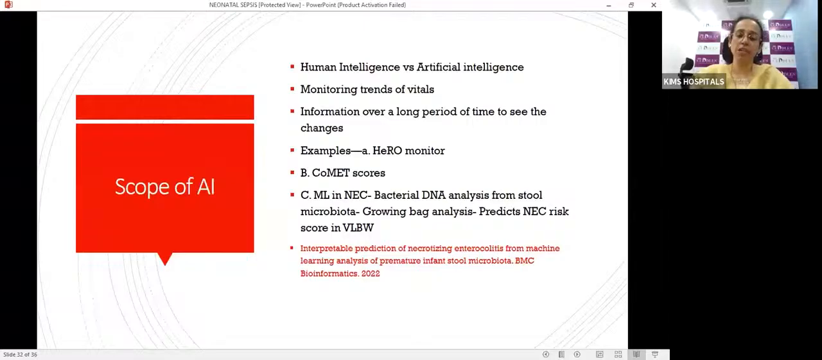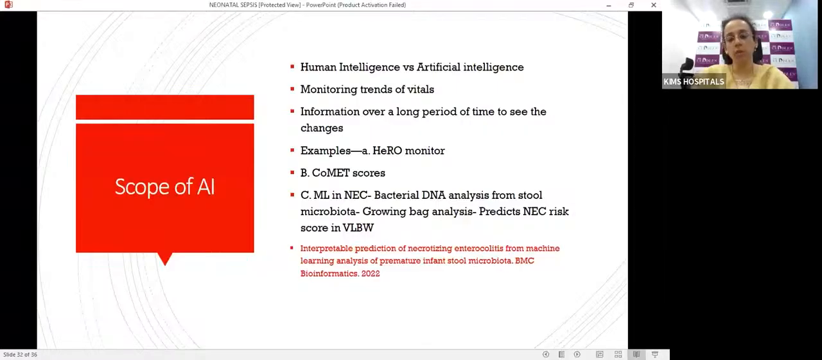So artificial intelligence helps more in monitoring the trends of the vitals over a period of time. So the information we can receive over a long period of time shows where exactly the changes started happening. Some examples of these artificial intelligence monitors are the HeRO monitor and the CoMET score.